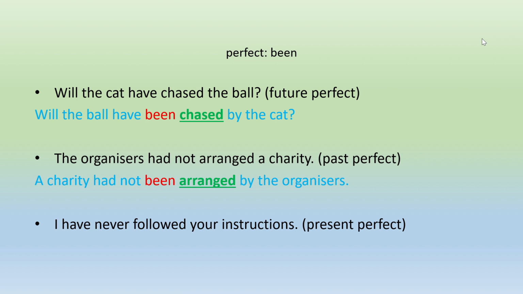And I have never followed your instructions. A present perfect sentence. So it is, your instructions have never been followed by me. This is how you convert a sentence from active voice to passive voice, by just remembering those two tips.